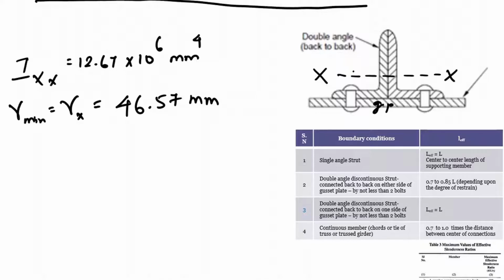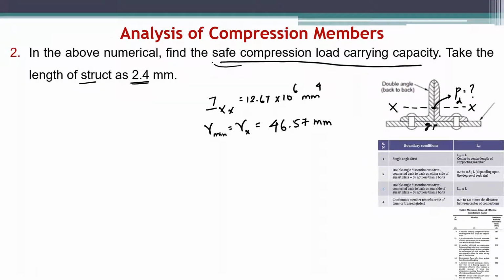Now we need to find the safe load carrying capacity of this given column. So you need to identify the safe load carrying capacity. Okay, so what else is given? They have given the length of the strut, sorry, this is in meters. Length of strut is 2.4 meter. So the total length of the strut is 2.4 meter.